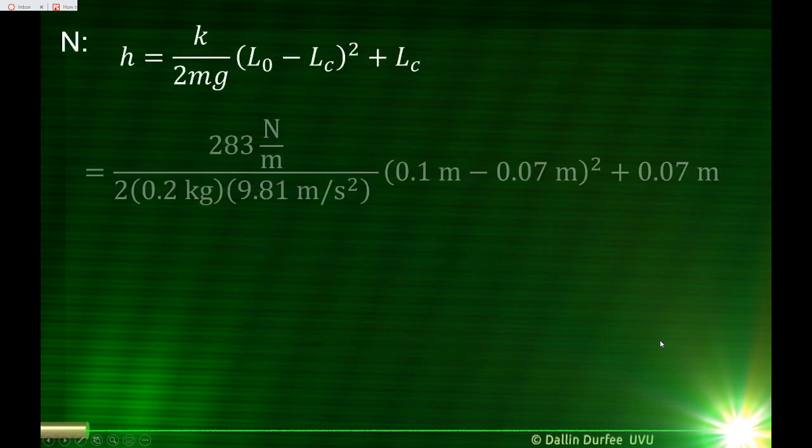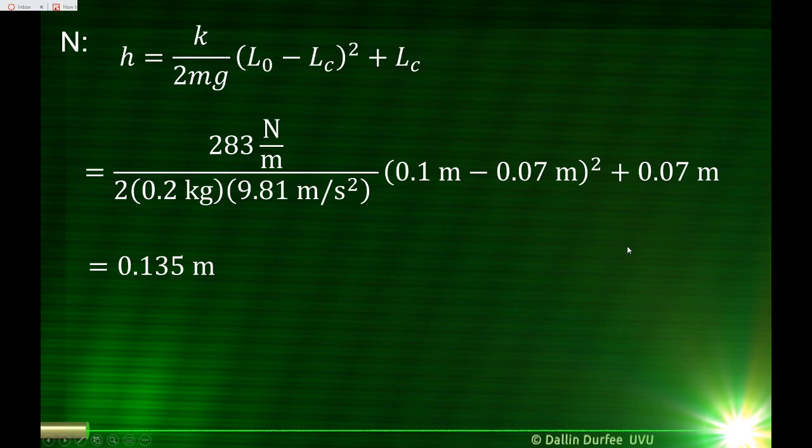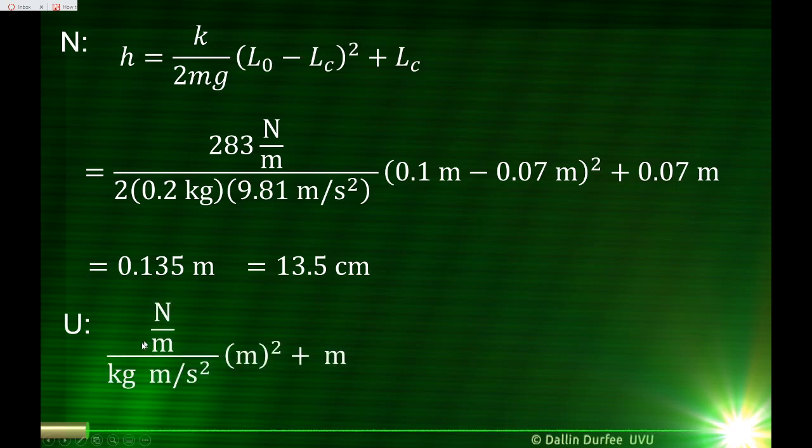Let's plug in numbers now. So I plug in my givens into my calculator, and I get 0.135 meters, or 13.5 centimeters. The units, well, my units are newtons per meter divided by kilograms, meters per second squared, all times meters squared, plus meters. Well, kilograms, meters per second squared is just a newton, so that'll cancel the newton on the top, but I'm just left with 1 over meters times meter squared, and the 1 over meters cancels one of the meters in the meter squared, so we just have meters plus meters, which is meters. So the units work out. We were supposed to get a height, and meters are the right units.